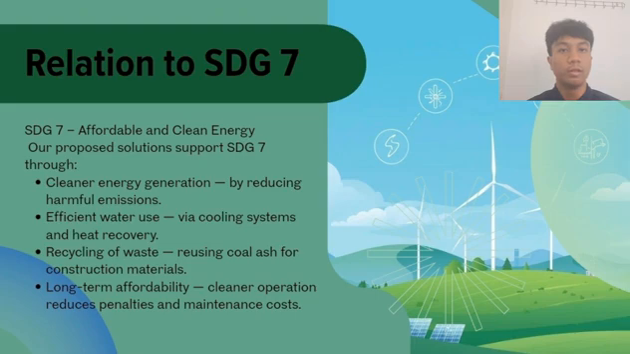The next slide is about the relation to SDG 7. This solution contributes directly to sustainable development. Goal 7 is about affordable and clean energy. By using efficient filtering and recycling systems, we reduce emissions, lower solid and water waste, and make power generation more sustainable. Cleaner plants mean healthier communities, reduced environmental impact, and long-term cost savings for the energy sector. This supports Malaysia's move toward cleaner and more efficient energy generation.